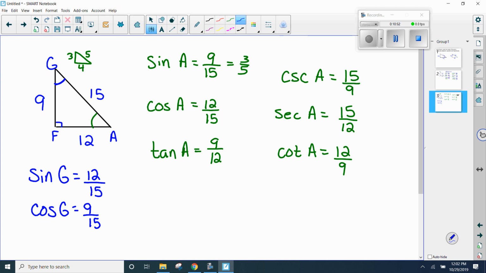Does tangent change as well? The tangent of angle G. Tangent is what? Opposite over adjacent. What's your opposite side? 12. The adjacent side is 9. And of course, then your other three functions would be those reciprocals. No, these aren't reciprocals of each other. Well, this is just making you understand what sine, cosine, tangent is.